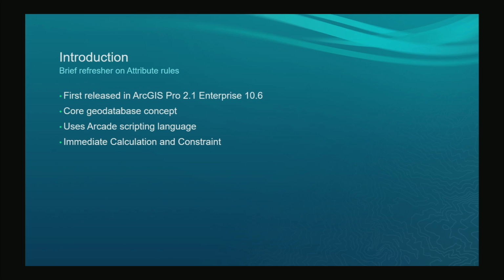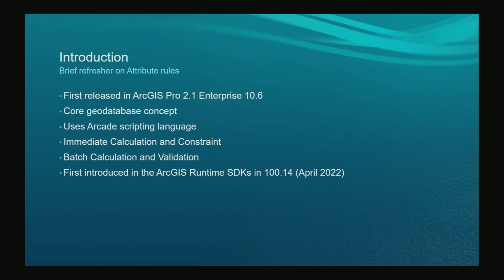The beauty of this is wherever you issue a command to edit something, from whatever client, be it runtime, services, Pro, Python, we will always catch it at the lower level of the geodatabase, and attribute rules will always run, and that's the power here. There are two types, calculation and constraints, and there's also the batch type, calculation and validation, which runs on demand. It was also introduced in runtime back in April 2022.